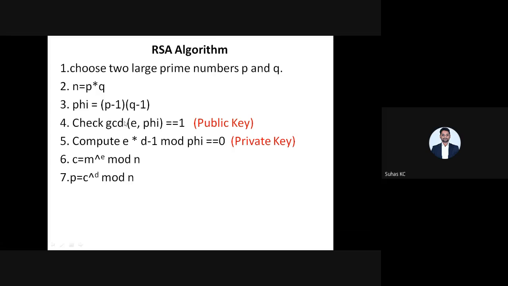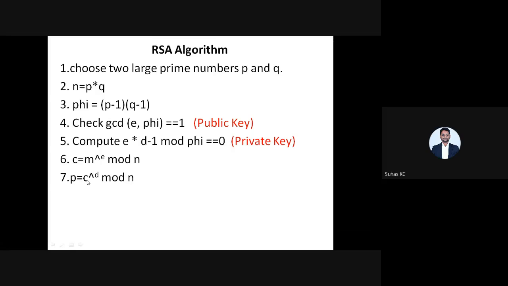Encryption uses the public key E: M power E mod N. Whatever you do, you will get your ciphertext, and the ciphertext is transmitted from the sender to the receiver. Then, in order to see the original message, the receiver has to convert the ciphertext back to the plain text. So P is nothing but plain text.